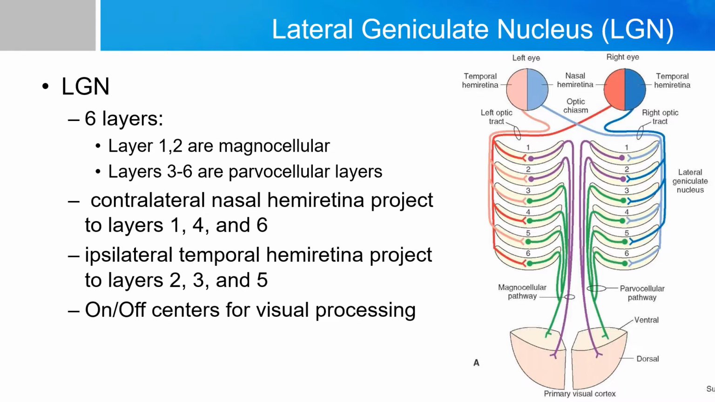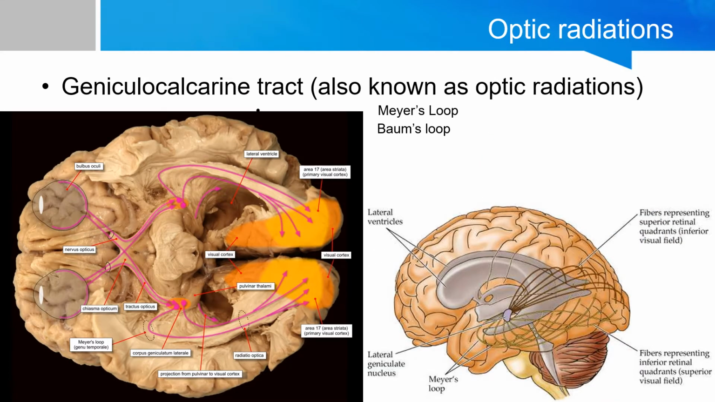Now, once they have synapsed in the different layers in the LGN, the postsynaptic axons will emerge from the LGN to go to the primary visual cortex as the optic radiations. At this point in the visual processing pathway, the LGN still contains the on-center off-surrounds or off-center on-surrounds for the visual processing. The optic radiations are also known as the geniculocalcarine tracts.